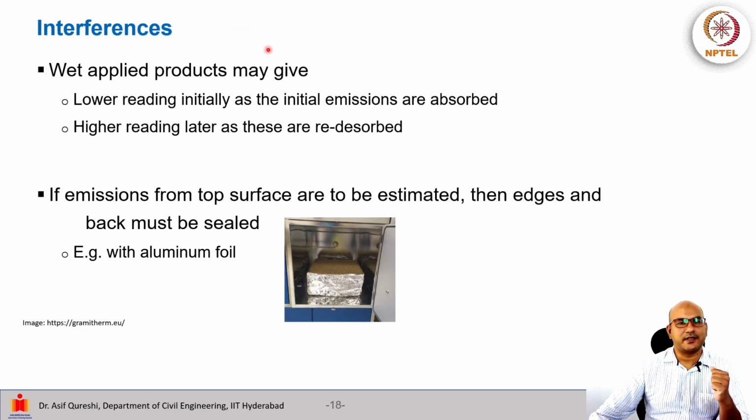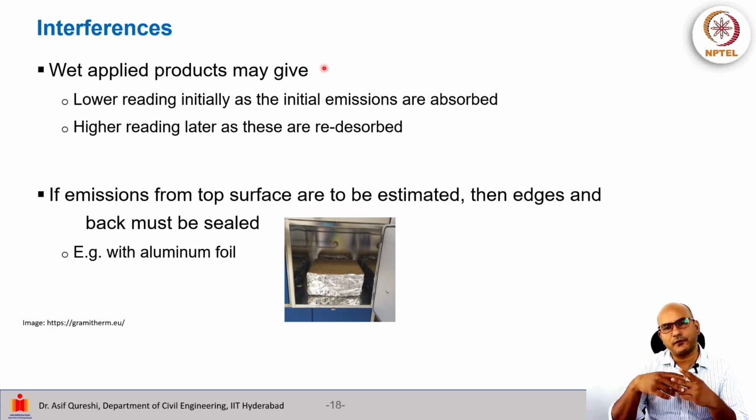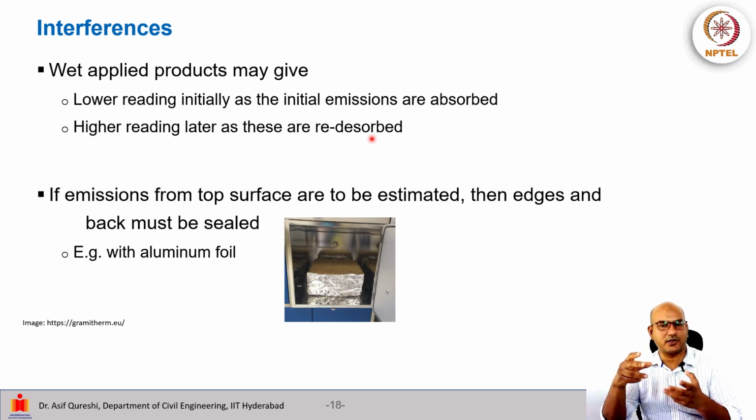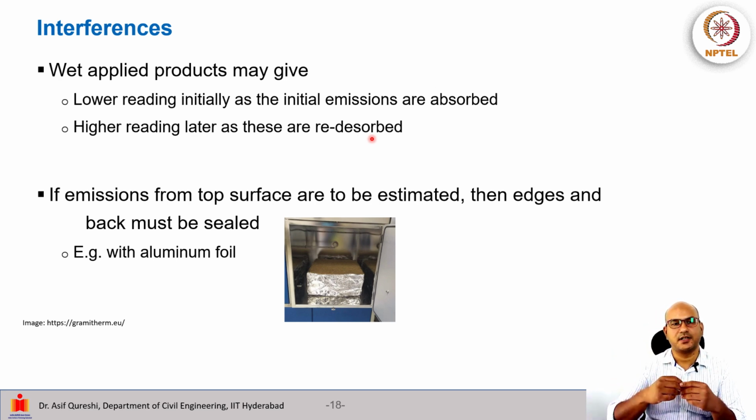Then we have interferences to emissions. If we have a wet product, we may have a lower reading because maybe the chemical, when it is being vaporized, is also being absorbed to some of the more wet areas of the surface. So initially the emissions will be lower, but of course as time goes by, these absorbed chemicals will be redissolved. So again they will emit, because they were extra on the surface, there will be more desorption. So we can have lower readings initially but higher readings later as the chemicals are redissolved.